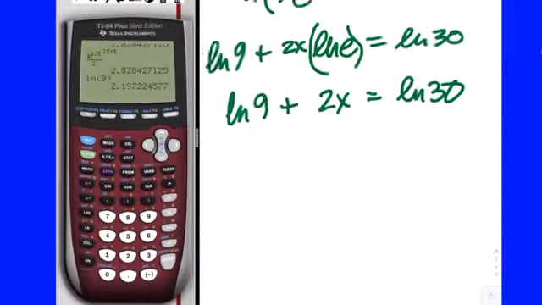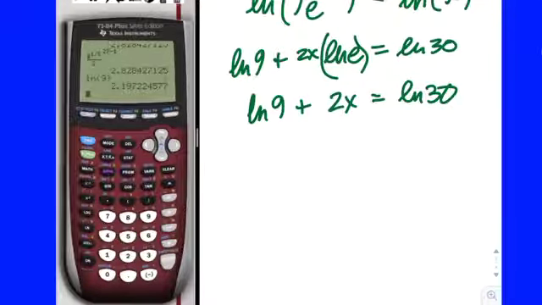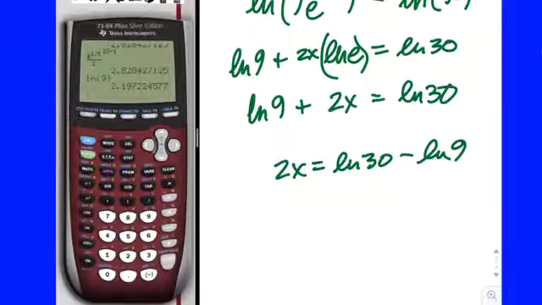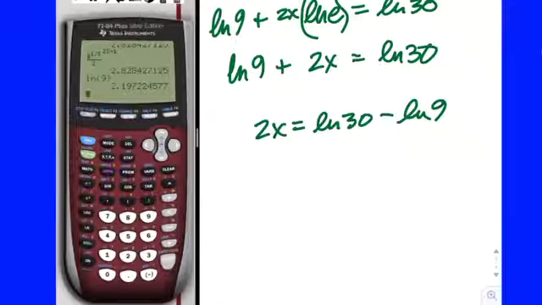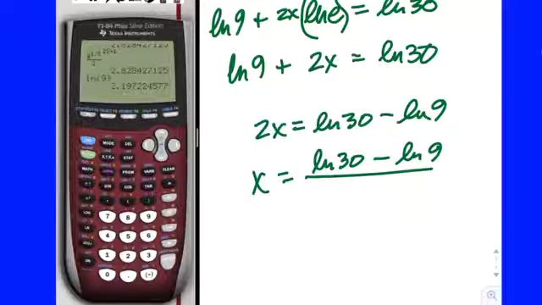So how do we solve when we have numbers and x's to the first? We get our numbers on one side and our variables on the other, right? So let's go ahead and subtract the 9x from both sides. So we get 2x equals the natural log of 30 minus the natural log of 9. And now all we have to do is divide both sides by 2. So you get x equals the natural log of 30 minus the natural log of 9 all over 2. Beautiful. So are we done?